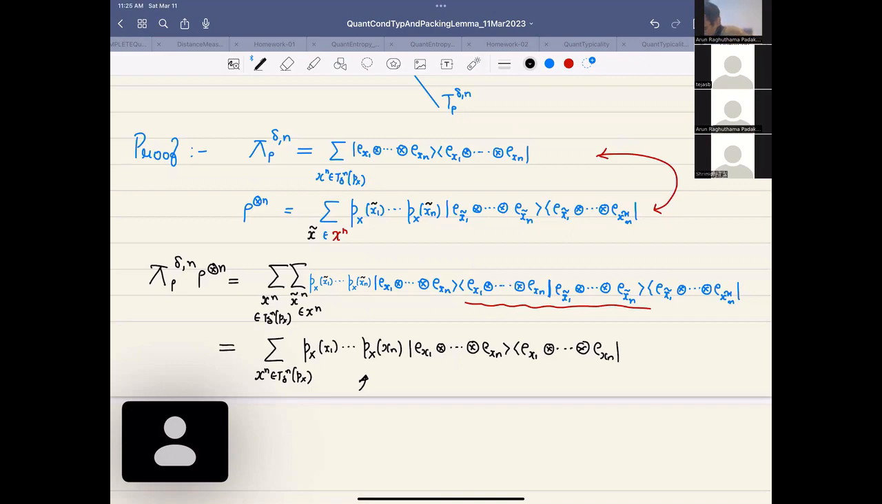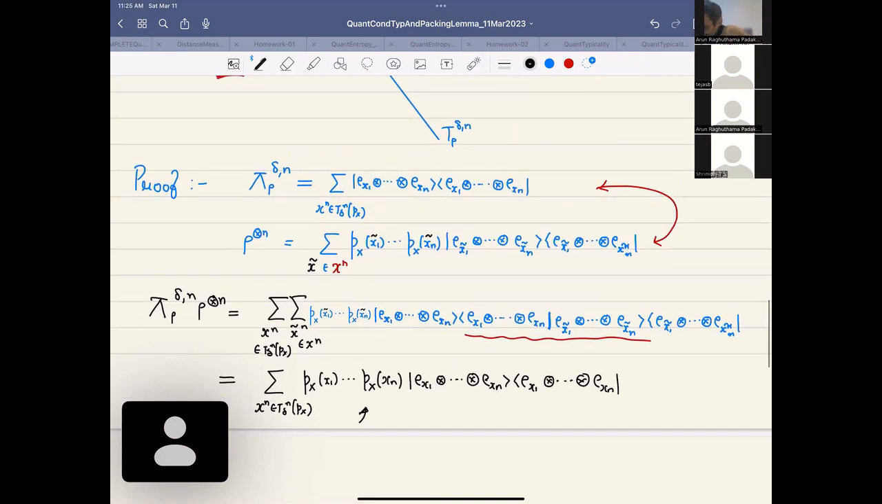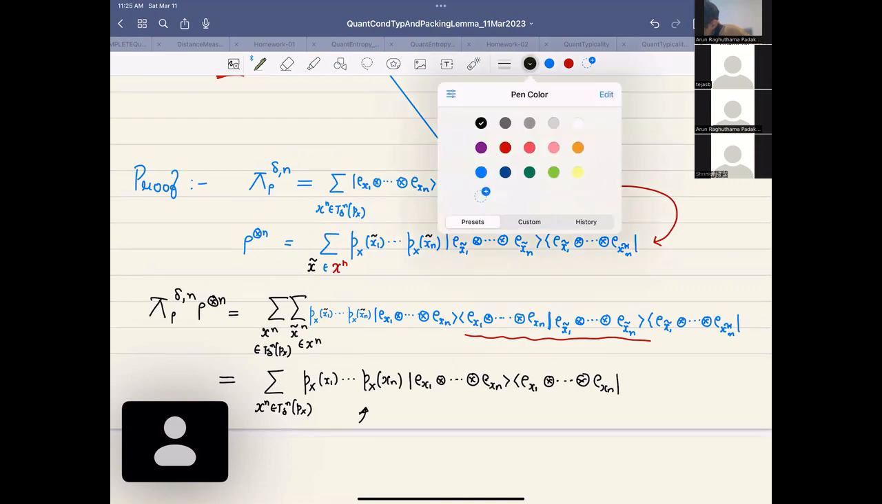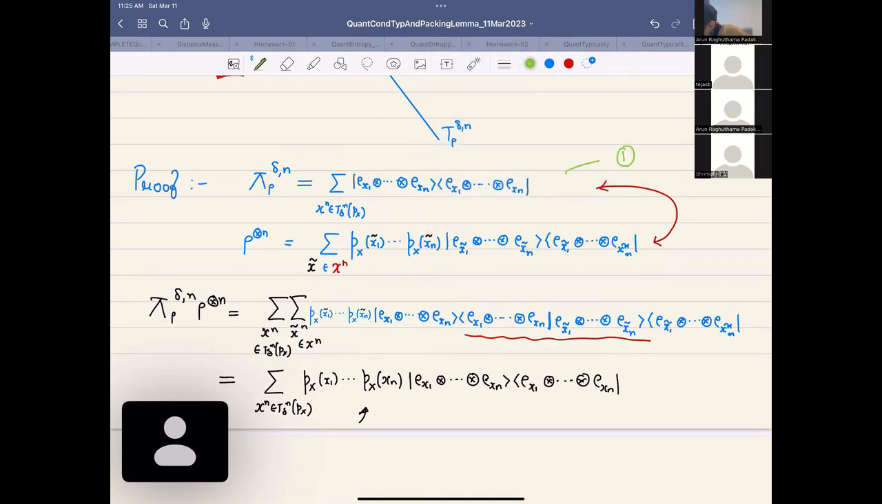Okay. Can you please explain the last step? Yeah, sure. So let me label these. This is 1, this is 2, this is 3, and this is 4. I think 1 is by definition, right? That should be okay.